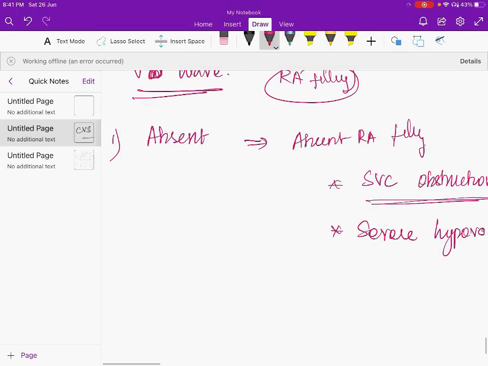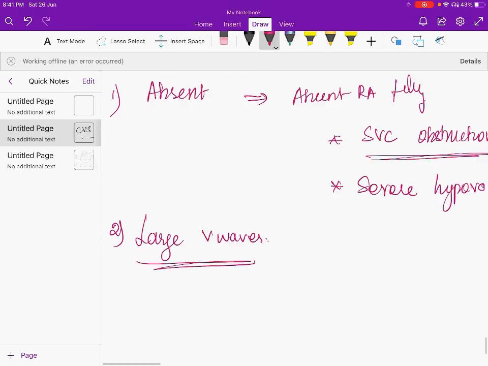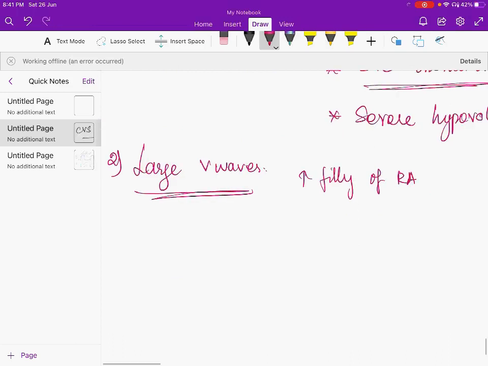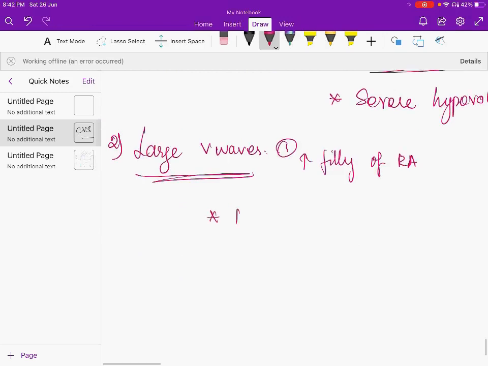Then large V waves. Large V waves are due to increased filling. Okay, increased filling of your right atrium. So name some causes. Not right ventricular failure. Yeah, tricuspid regurgitation. What happens in tricuspid regurgitation? During the systole, because of the leaky valve, blood will move from right ventricle to right atrium, and which will cause increased filling of right atrium.